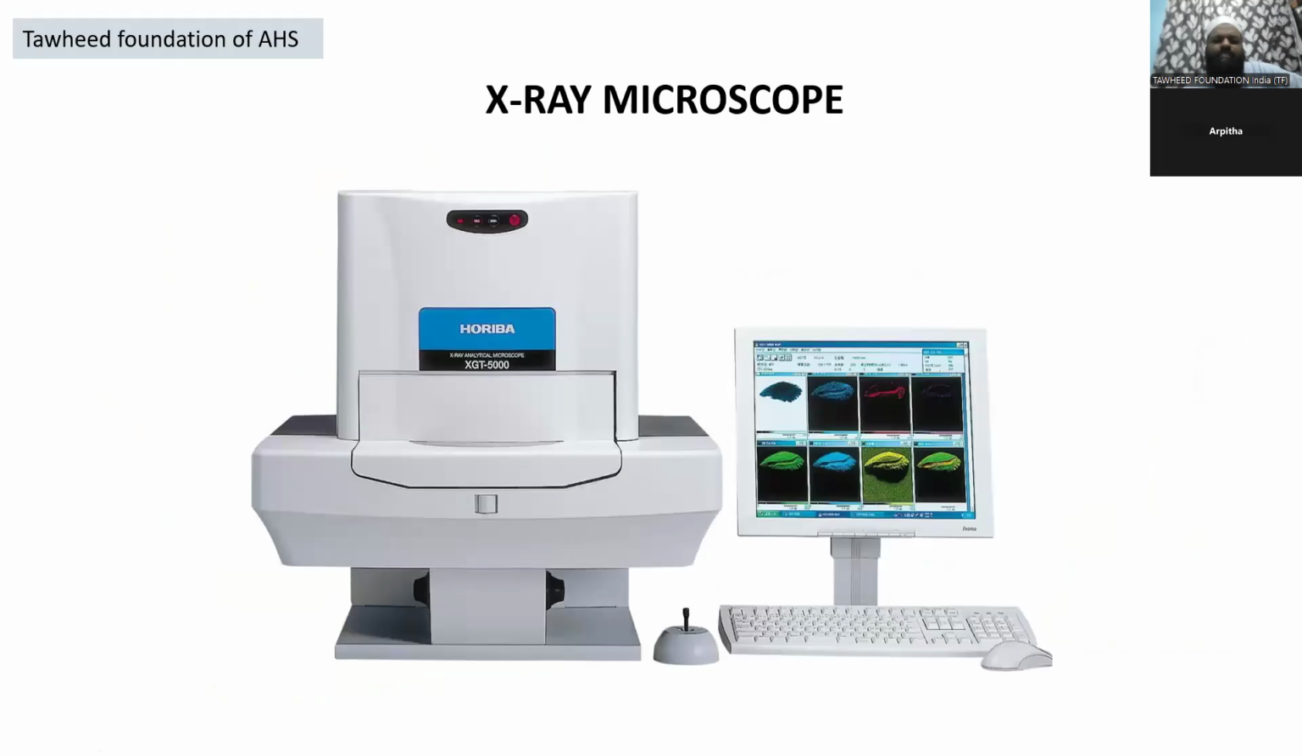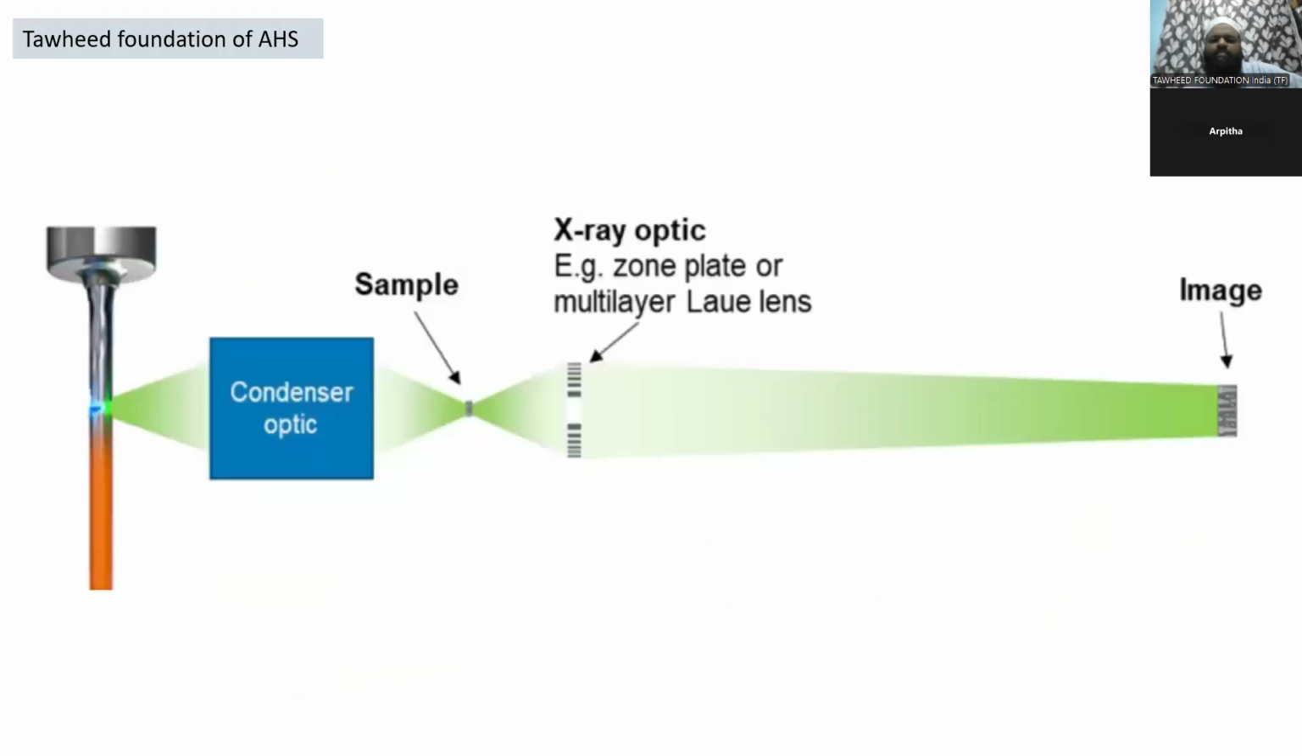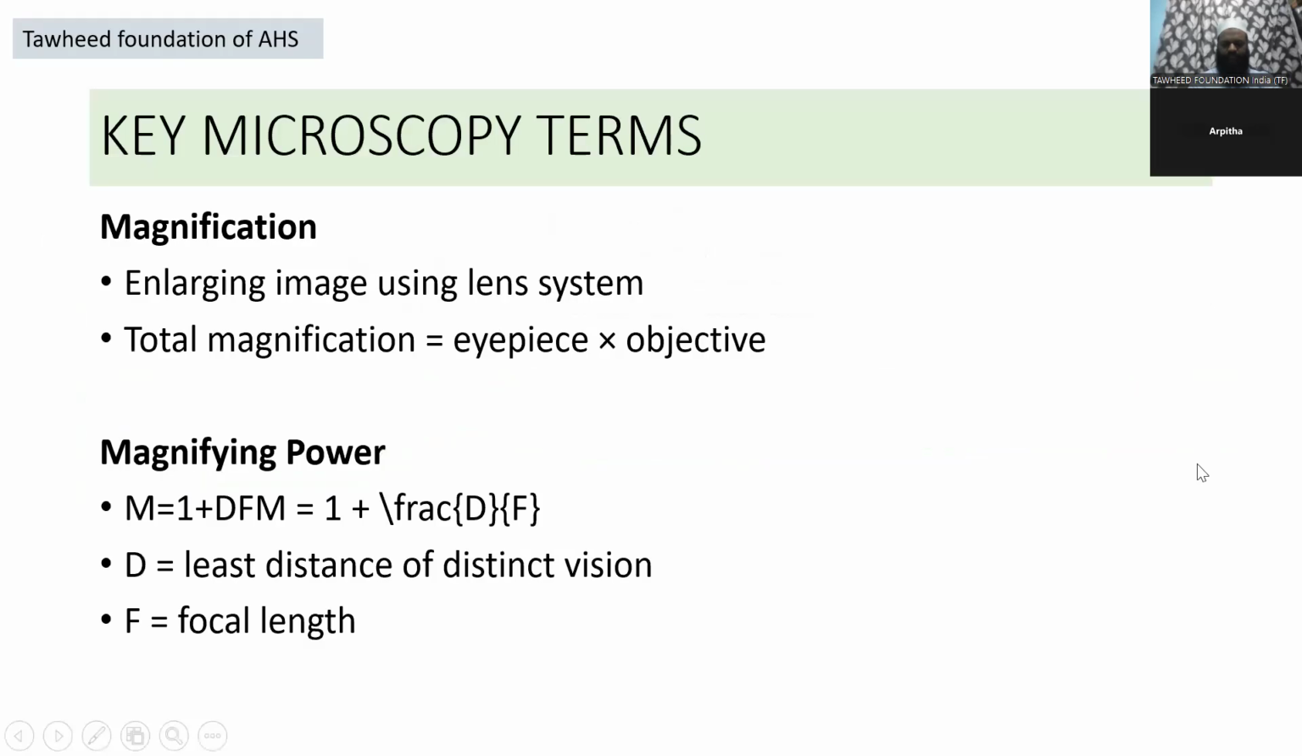X-ray microscopy is a microscopic technique that uses soft X-ray radiation to produce a magnified image of the specimen. With the condenser optic, when the sample is kept here, soft X-ray radiations are used to reflect the light and the images are observed here. This is the working principle.